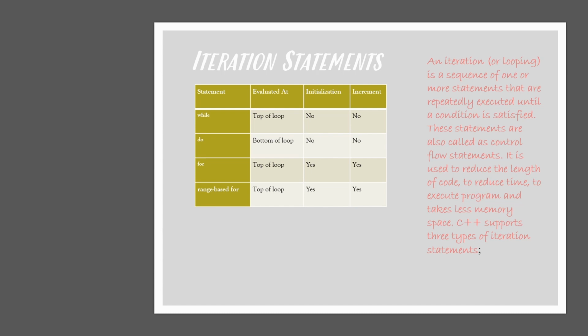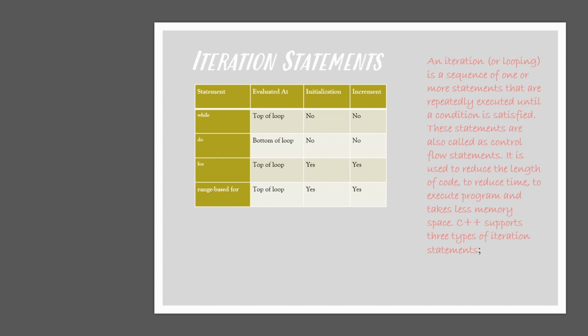These statements are also called control flow statements because they control the flow of execution of the program. They are used to reduce the length of code. Instead of writing print x if x is less than 1 multiple times, checking it and again writing the same code, we can reduce the length of the code and avoid wasting time by using these iteration statements.